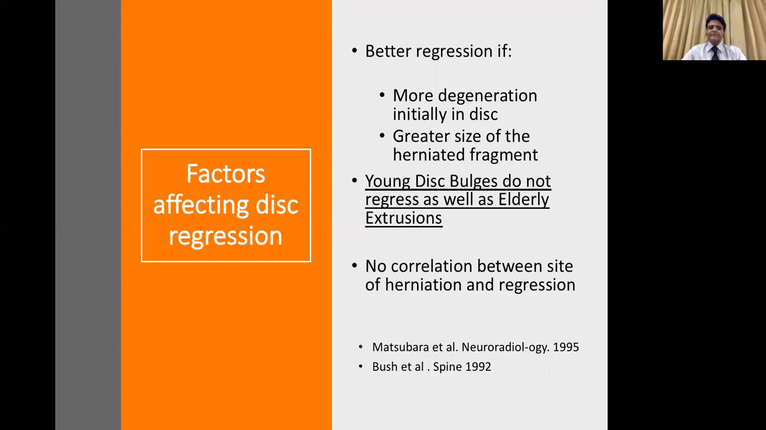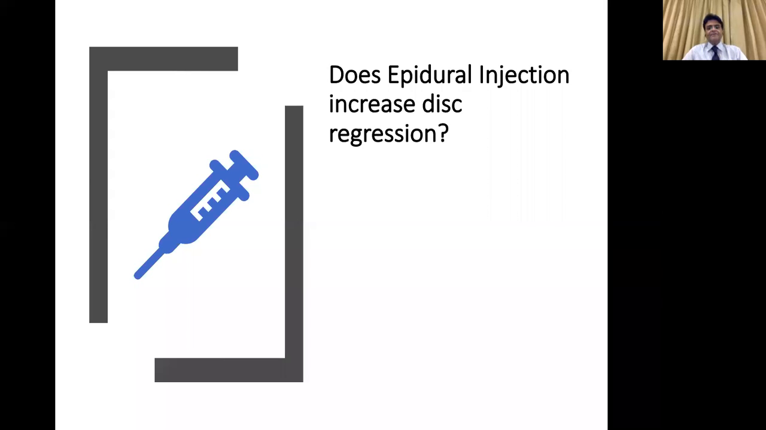More interesting, larger disc herniated fragments shrink quicker. The more degenerated the disc initially, the better it shrinks or resorbs. It's in fact the young contained disc bulges which do not regress as well as the elderly disc extrusions or non-contained discs. There is no correlation between the site of herniation and regression.